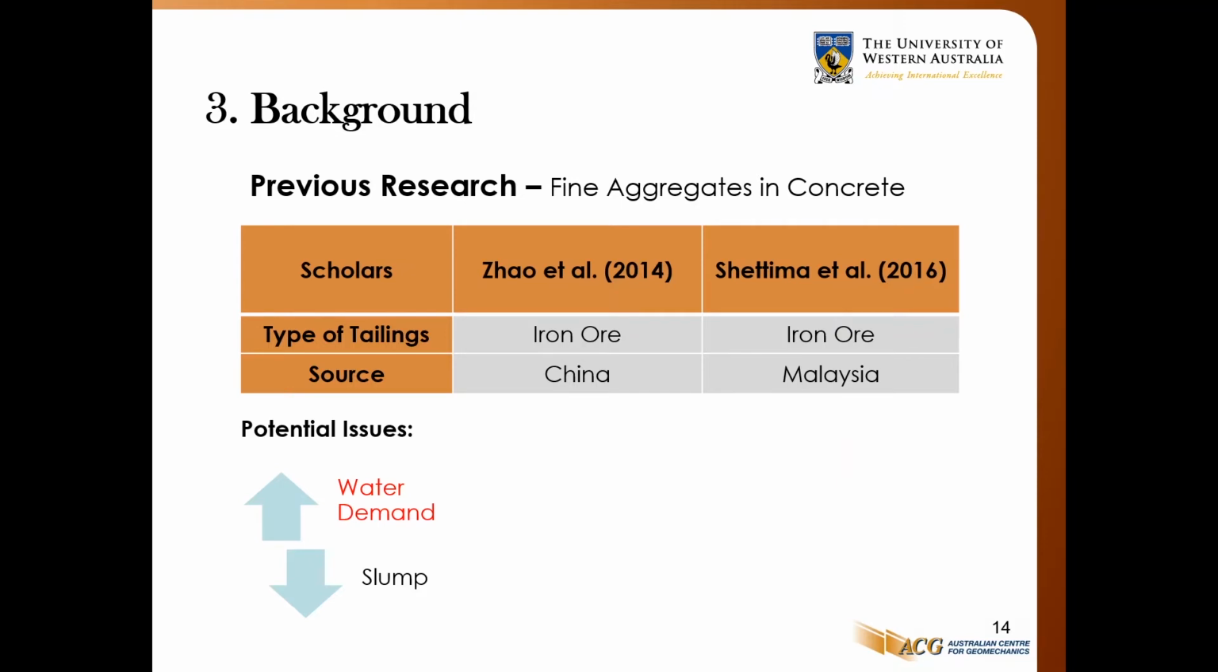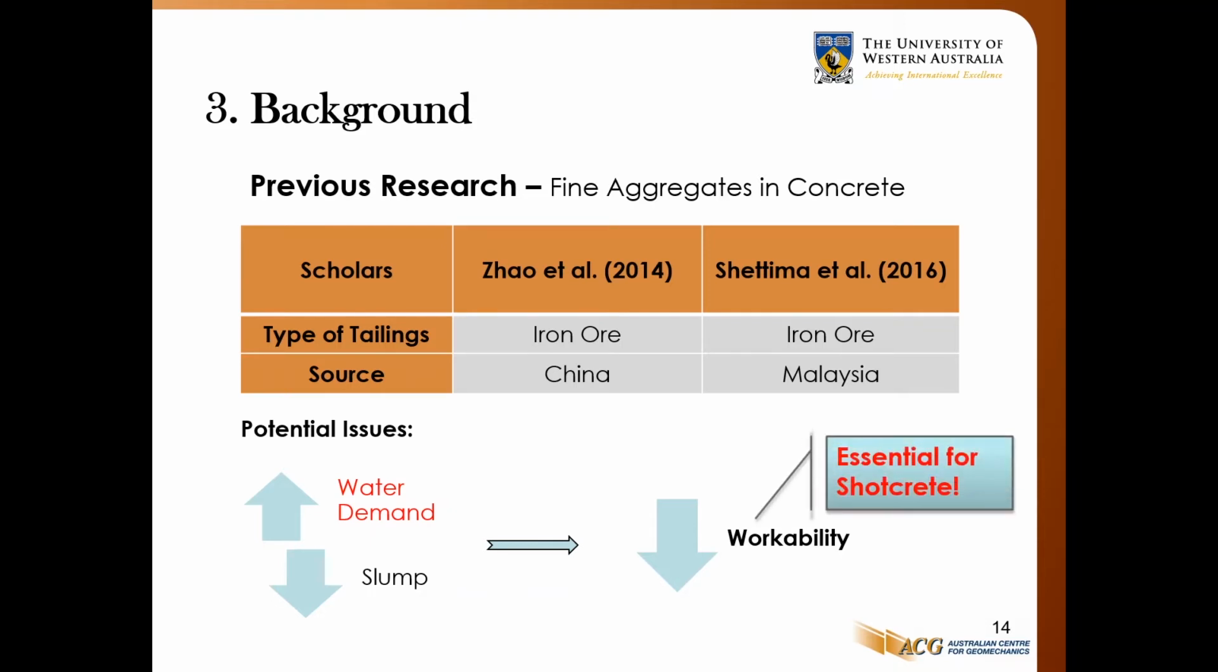And some other scholars have also done some work, and their results are also satisfactory, but we can see some potential issues. That is the increase of the water demand and the decrease of the slump. This could result in another issue, the decrease of the workability. This may not be a big problem if we use them in the concrete, but it could be a big issue if we use the tailings in the Shotcrete, because the workability is essential for Shotcrete. So we need to ensure enough workability.